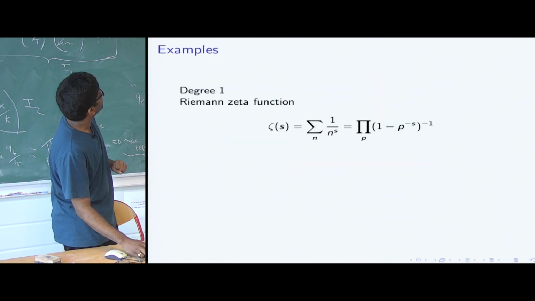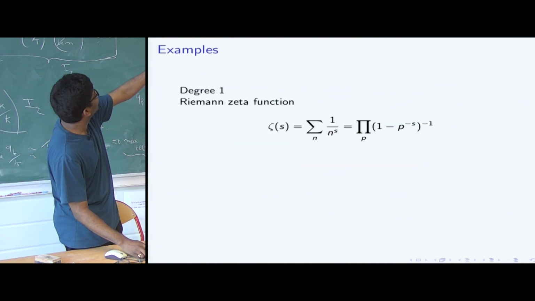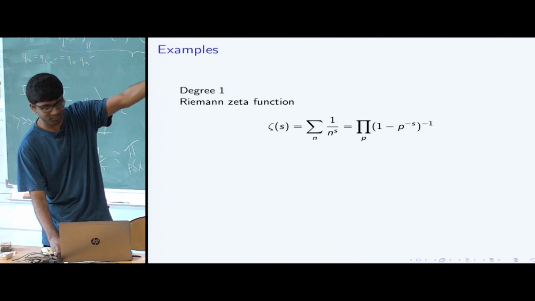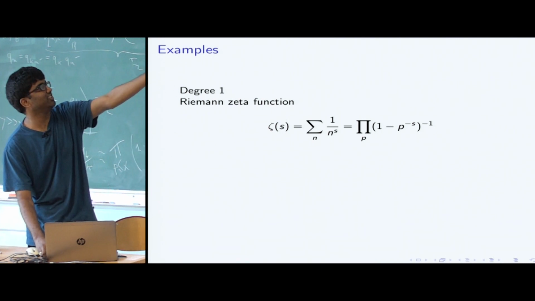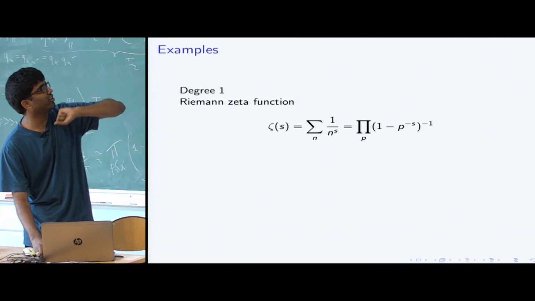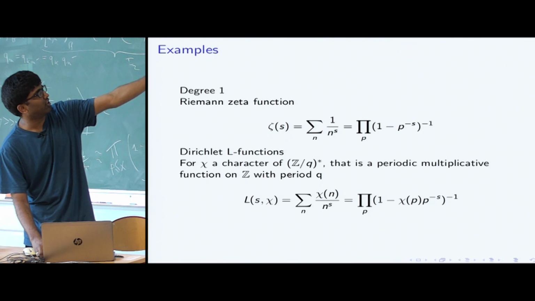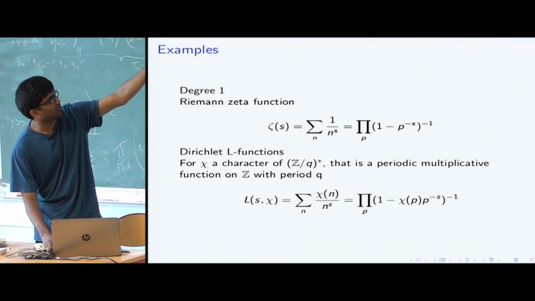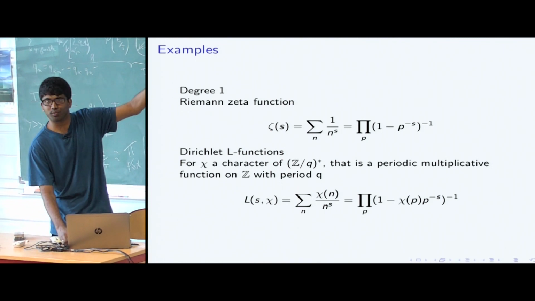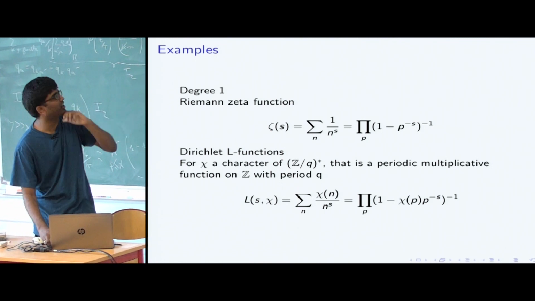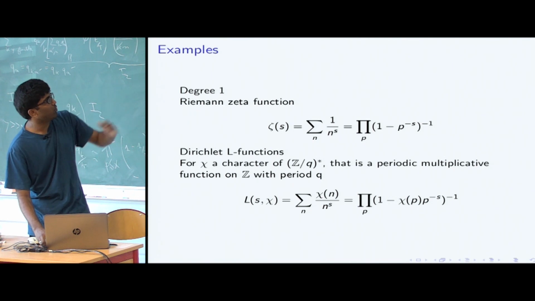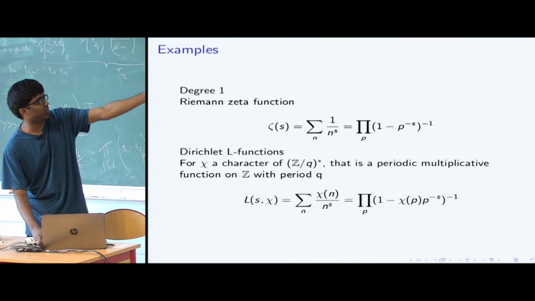Okay, so examples for degree 1. We have already seen the zeta function. It has a Dirichlet series and is a degree 1 Euler product. And similarly, you have Dirichlet characters. There are functions on Z which are multiplicative and periodic with period q. So you consider L(s, chi), whose Dirichlet series has coefficients chi of n.